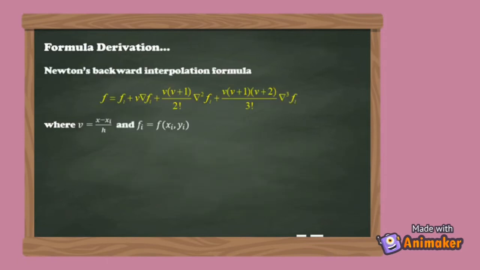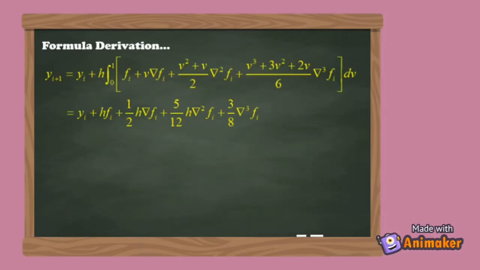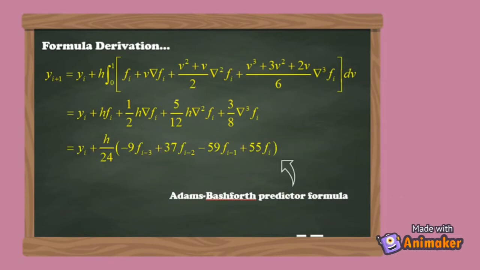Thus, we can write the Newton backward interpolation formula as follows, where v equals (x minus xi) over h, and f here is the y prime. Then, we can simplify the formula and substitute it into the integration. By solving the integration, we get this equation. This equation or formula is known as the Adams-Bashforth predictor formula.